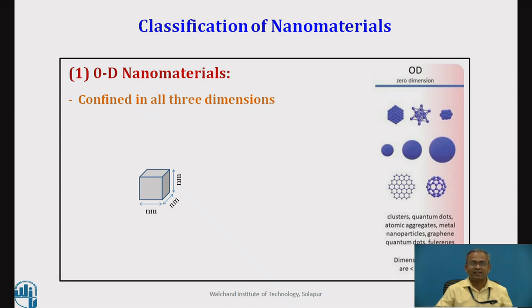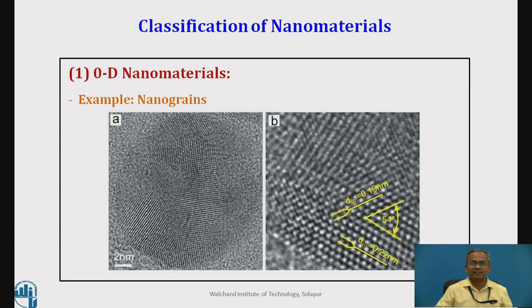That is, its three dimensions, length, breadth, and thickness, are less than 100 nanometer. Hence, these materials appear like particles, grains, shells, dots, etc. Some of the examples of zero-dimensional nanomaterials are as follows. The first example of zero-dimensional nanomaterials is nanograins.